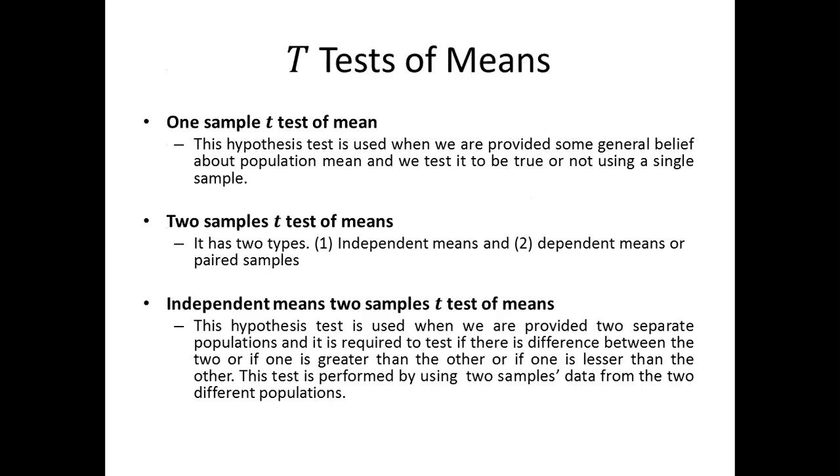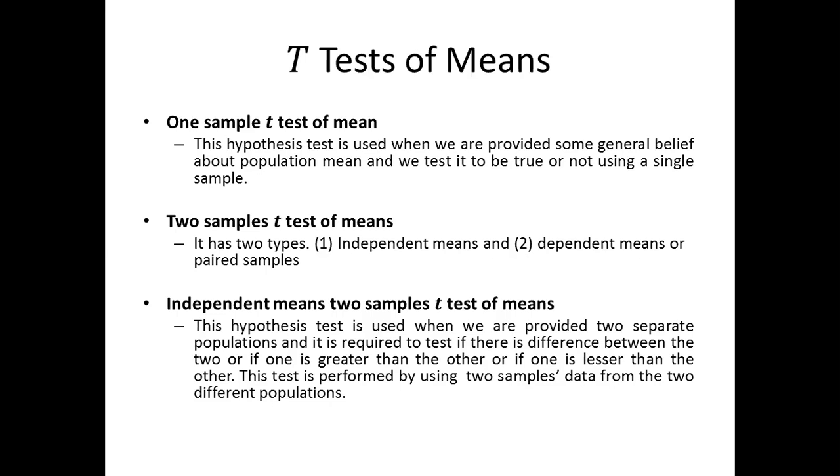So the one sample t-test of mean: this hypothesis test is used when we are provided some general belief about the population mean, and we tend to test whether it is true or not using a single sample. So the scenario would be that we would be given a general fact about the population mean, and we would be testing whether that general fact is actually true or different.